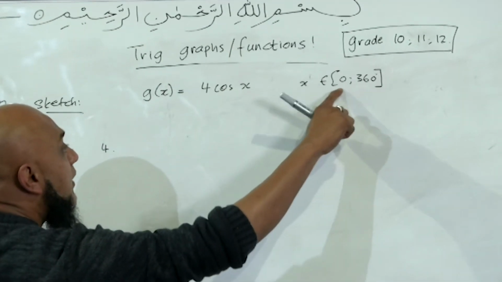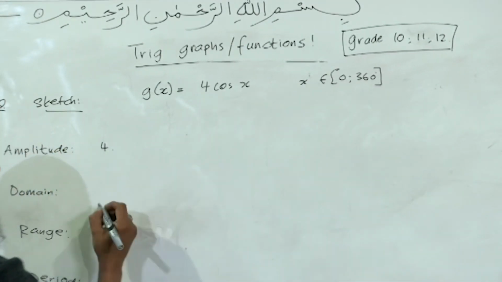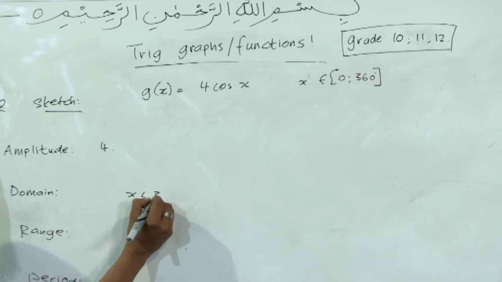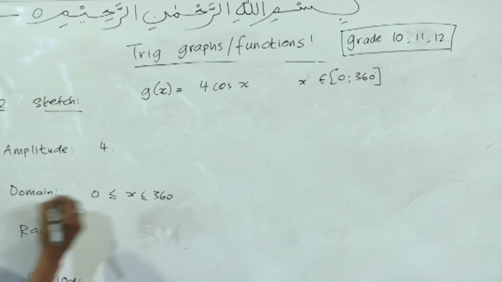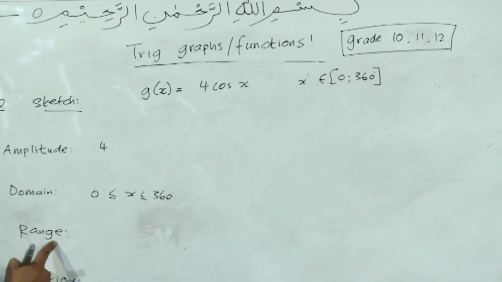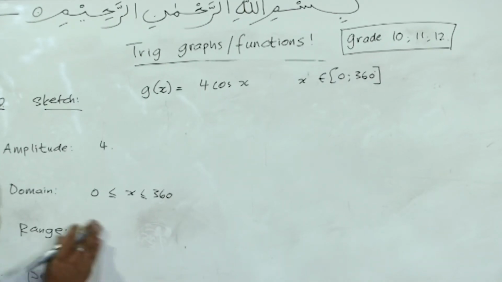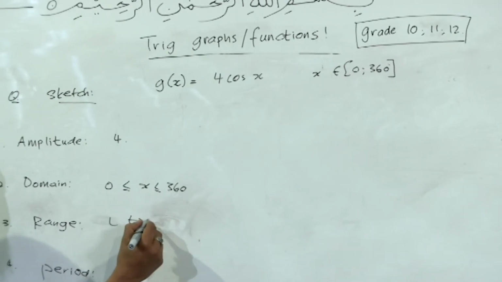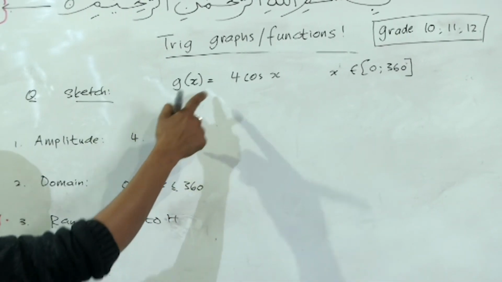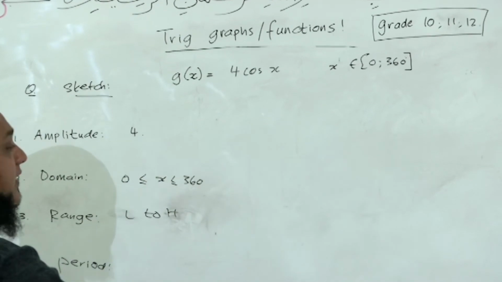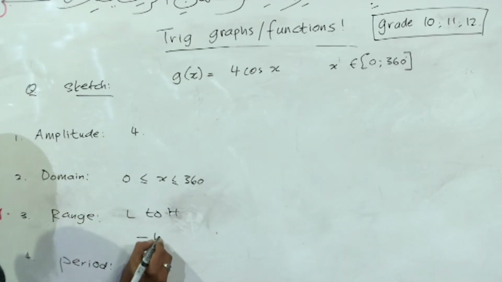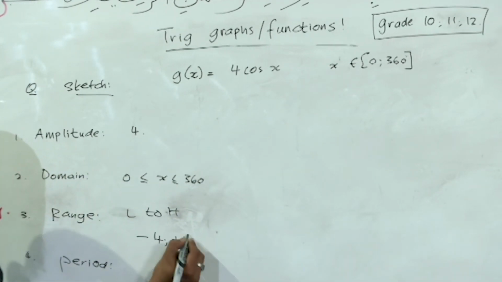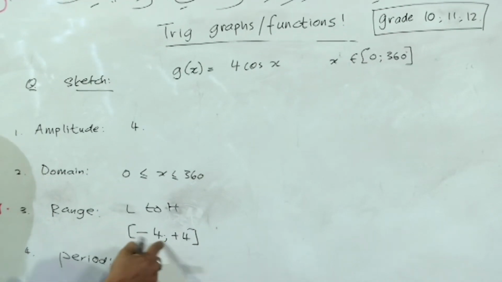The domain, where will the graph lie? Between how many degrees? There we go. From x less than or equal to 360, but greater than or equal to 0. What is the range? We said highest to lowest, or in fact, lowest to highest. So if the highest is plus 4, the lowest will be minus 4, so it will be from minus 4 to positive 4. And we put a square bracket because these numbers are included.